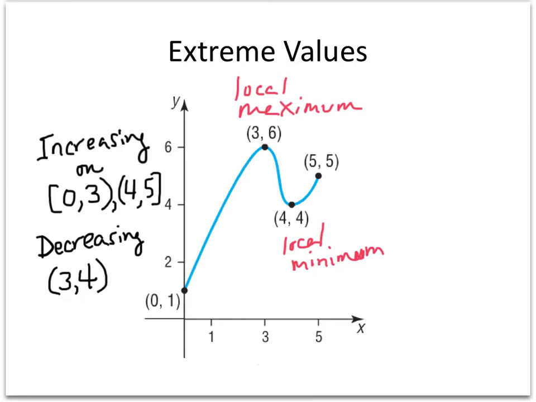There's another kind of maximum and minimum, and that's the absolute maximum and the absolute minimum. The absolute maximum is the highest y value we see for the entire function, and that happens also at x equals 3. So at x equals 3, not only do we have a local maximum, we also have an absolute maximum.